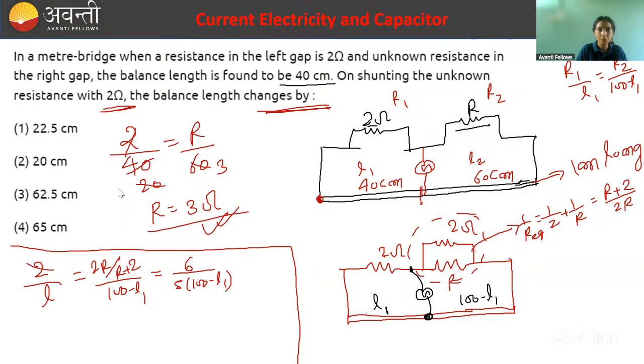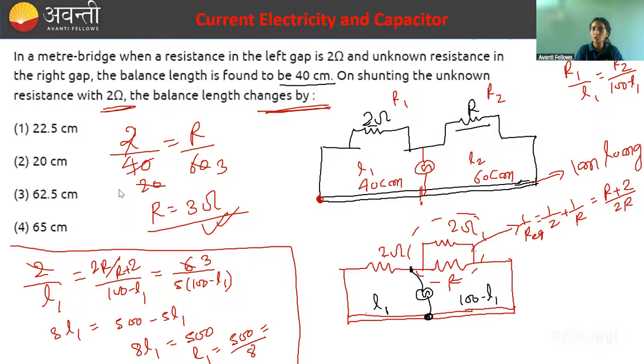Now let's solve it. The 2 goes to the other side as 3 times. And here you get 3L1 is equal to 500 minus 5L1. So this will become 8L1 is equal to 500. Now what is the value of L1? That is 500 by 8. If you solve it, how much do we get? 62.5. Okay, and initially the null point was at 40 centimeters.